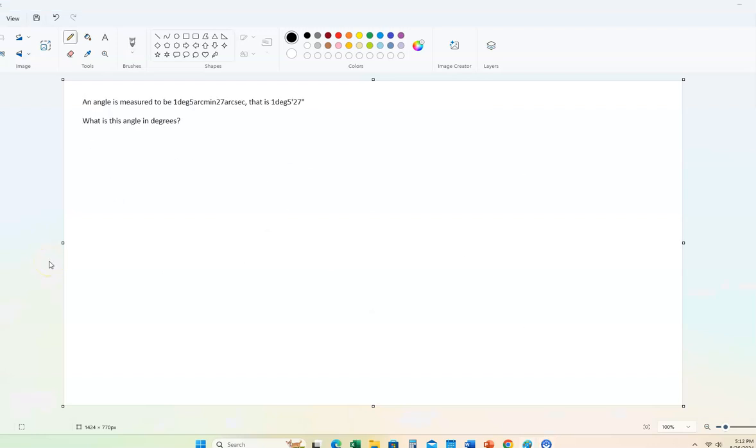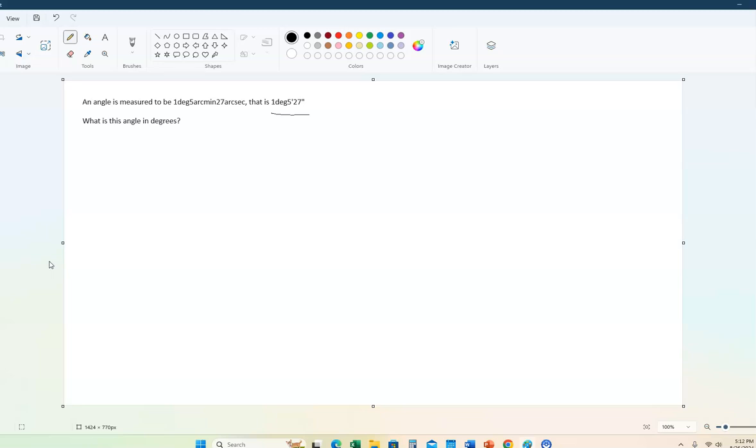So the third one, let's read this carefully. It says an angle is measured to be 1 degree, 5 arc minutes, and 27 arc seconds. That's the way you read it. That's a single angle. Remember, an arc minute is a fraction of a degree, and an arc second is also a fraction of a degree. So one could write this in this way. So theta here. Now that looks better.